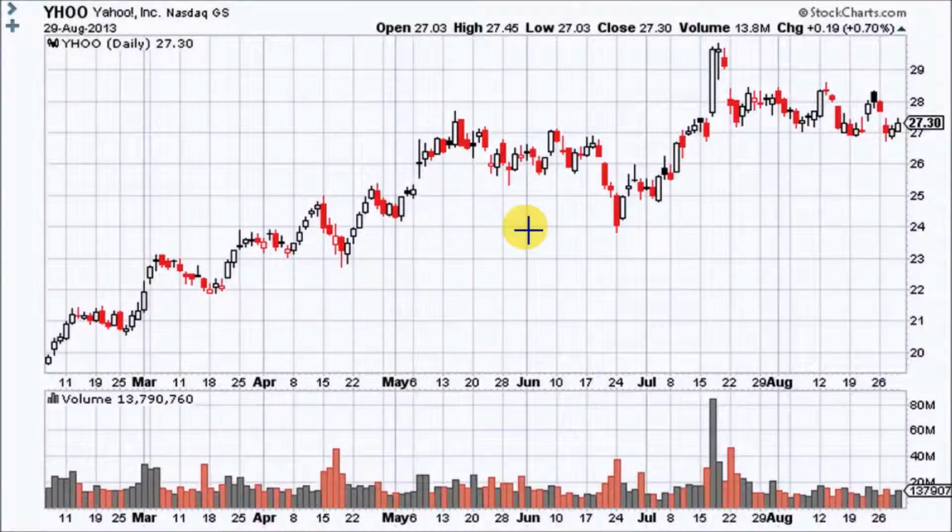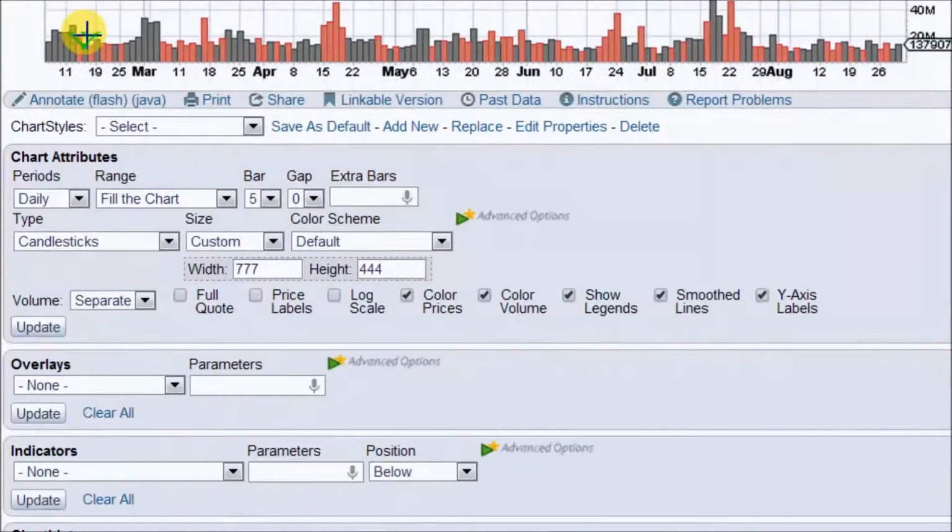The percentage volume oscillator, or PVO, is a momentum oscillator for volume. It measures the difference between two volume-based moving averages as a percentage of the larger moving average. Let's go ahead and load it up on this chart for Yahoo here at StockCharts.com.